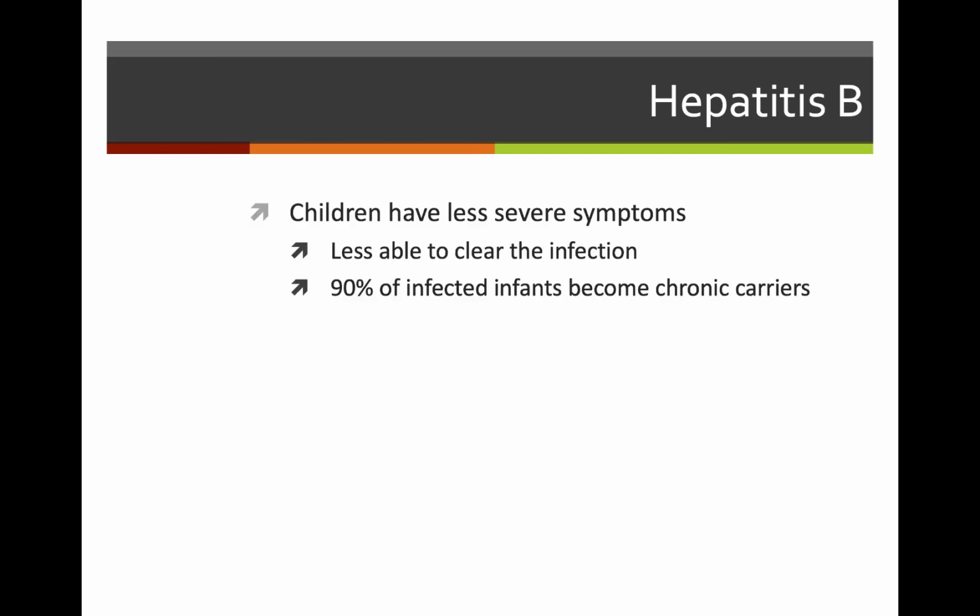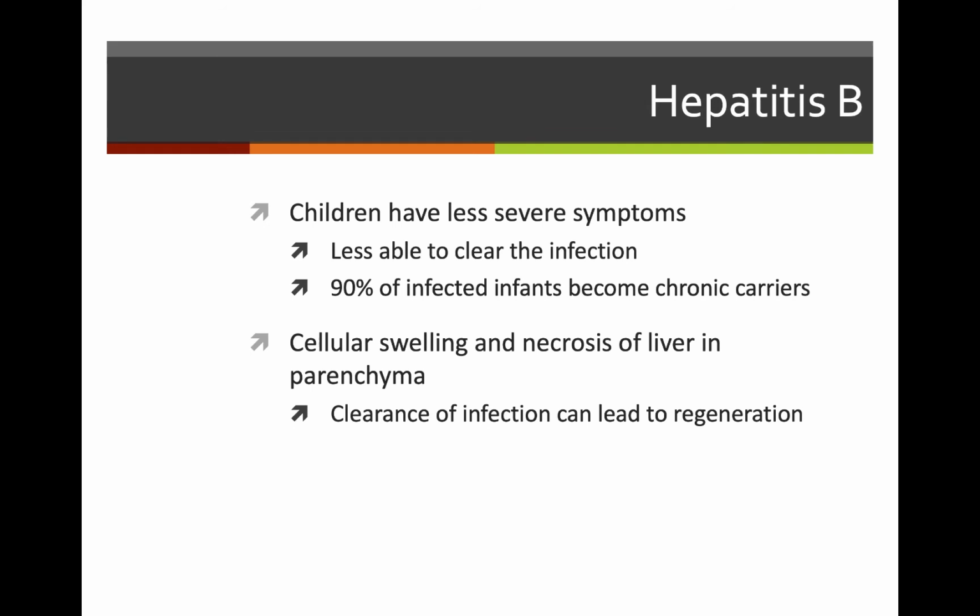Children generally have less severe symptoms because they don't have that super functional cell-mediated immune response. So, less severe symptoms, also less able to clear the infection. So, that's bad because 90% of infected infants become chronic carriers. They can't clear it. We can get cellular swelling and necrosis of the liver. So, that's going to be what leads to cirrhosis.